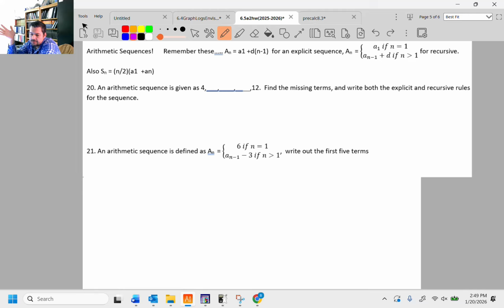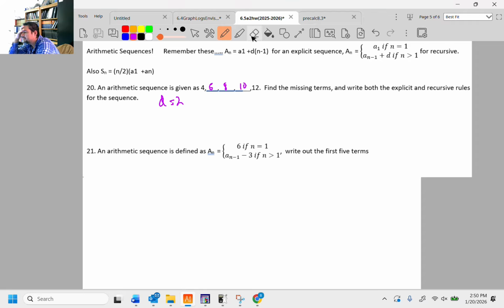We got some arithmetic sequences we have to do. An arithmetic sequence is given as 4, blank, blank, blank, 12. If only I could add: 6, 8, 10, 12. The difference here was 2. So find the missing terms. I did that. Write both the explicit and recursive rules.